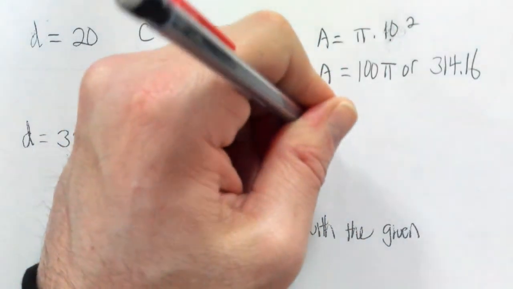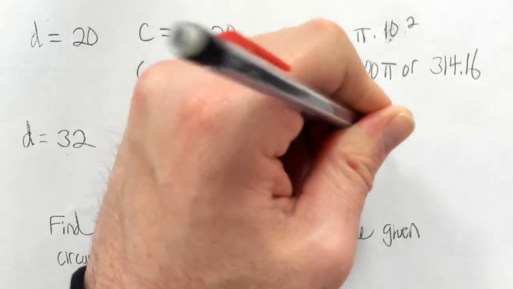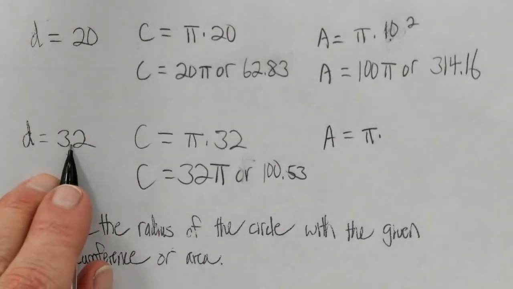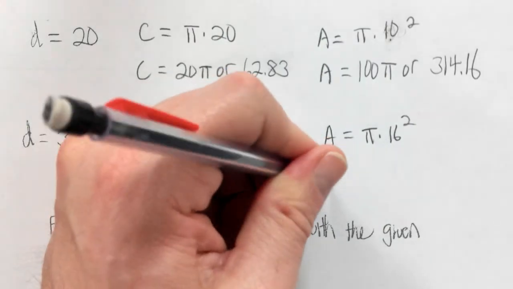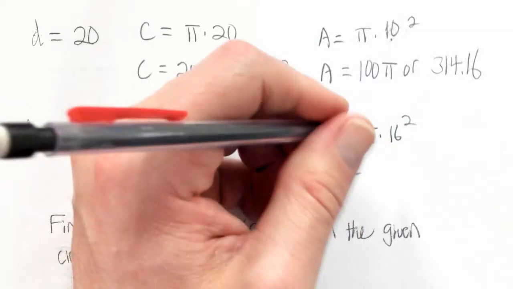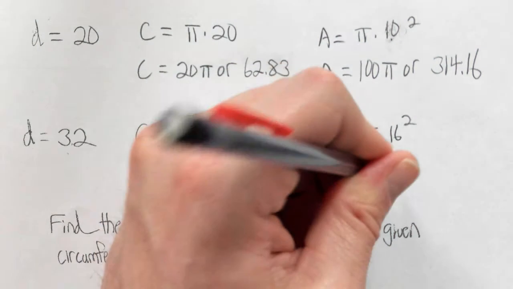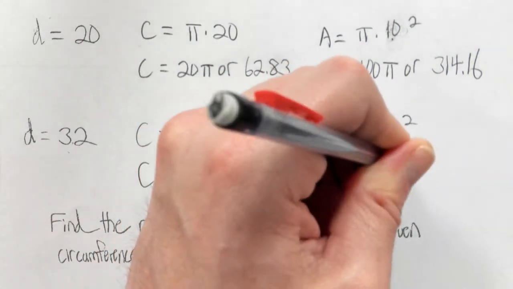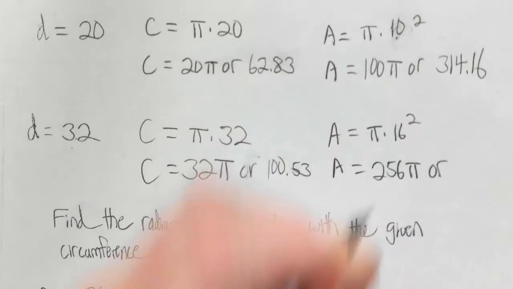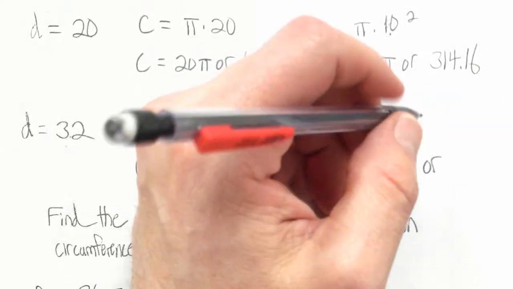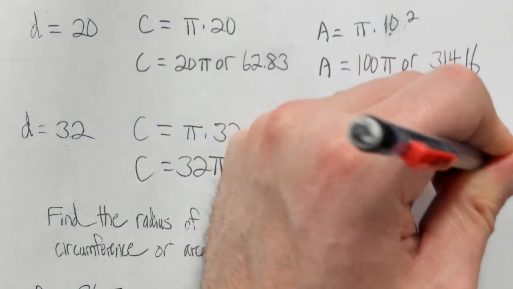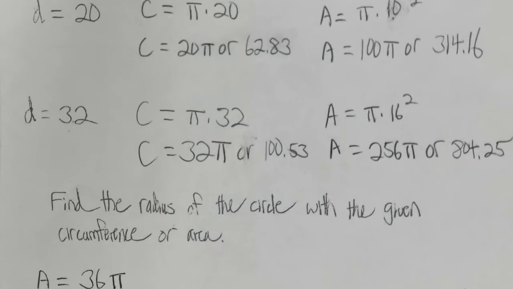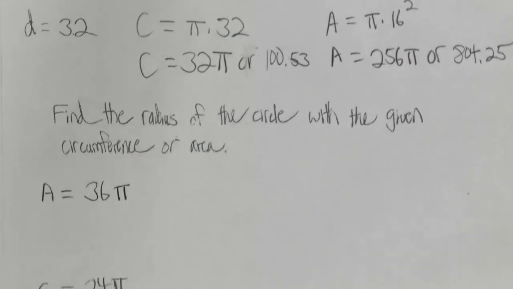What about for the area? Area is pi times the radius squared. So if the diameter is 32, the radius is 16. Remember, be careful with that because you'll get the wrong answer if you put 32. 16 squared, that's 256 pi. Make it a decimal. 804.25. Alright, so there you go.